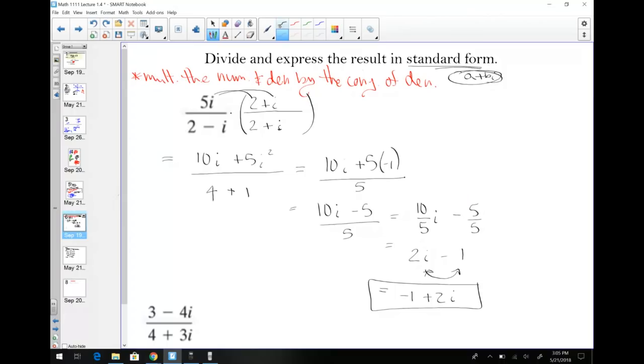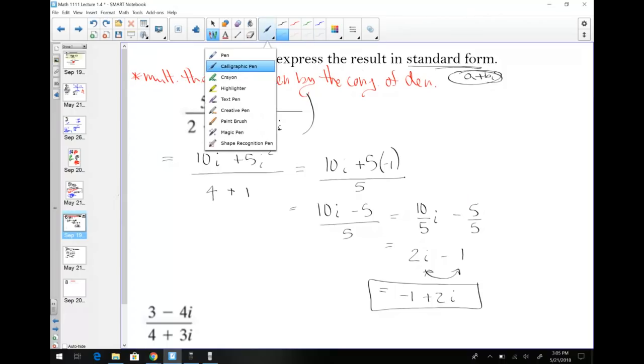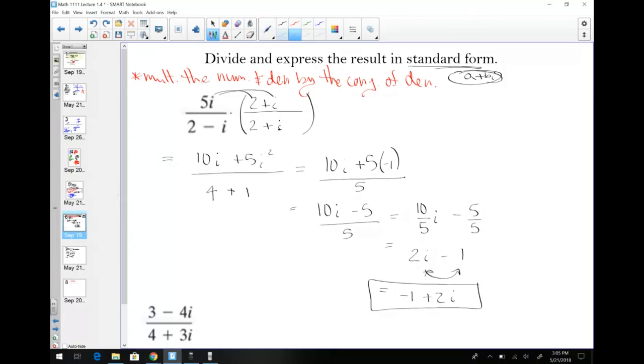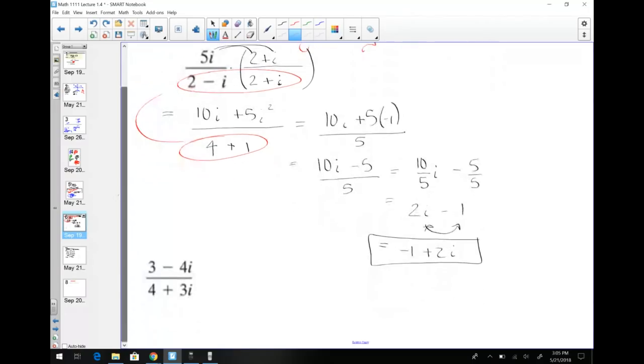Now remember, all of this stuff here is my nice little shortcut. So remember, take the first, square it. 2 times 2 is 4. Take the second, square it. Negative 1 times negative 1 is 1. That's always going to be positive, and that will always be your denominator.